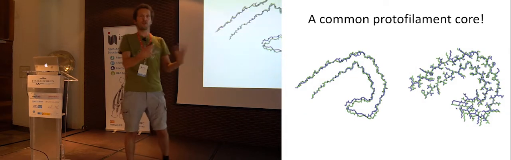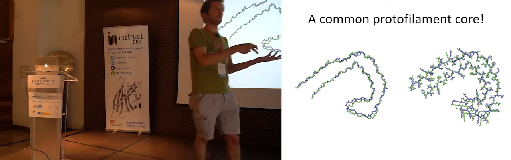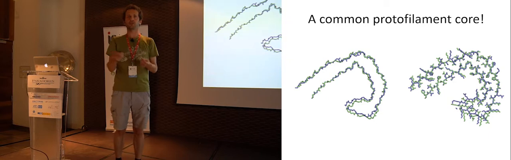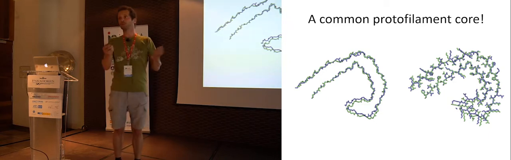Now, if you overlay the protofilament structures of both the PHF and the SF, then they overlay quite closely, and this then makes these two types of filament what we call ultrastructural polymorphs.